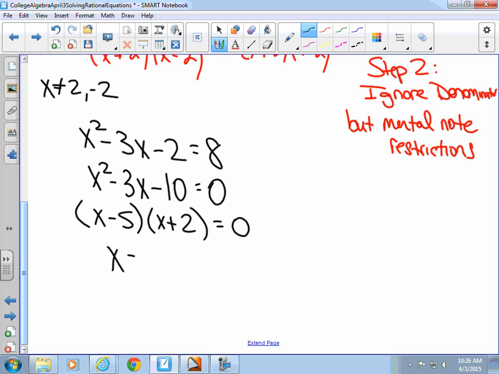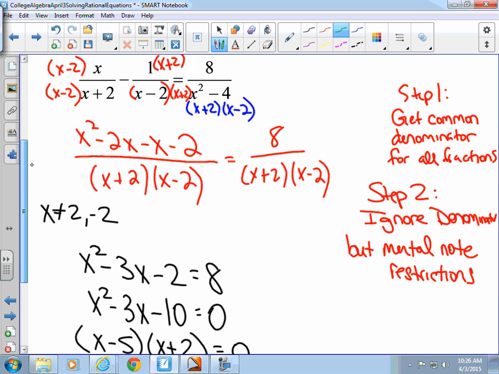So I get x equals 5 and negative 2. You see why I did that? I said, just mental note, x can't be negative 2, and then it red flagged it for you. When you got down to the bottom and negative 2 was an answer, you went, oh, it can't be negative 2. So x equals positive 5, and let's check.